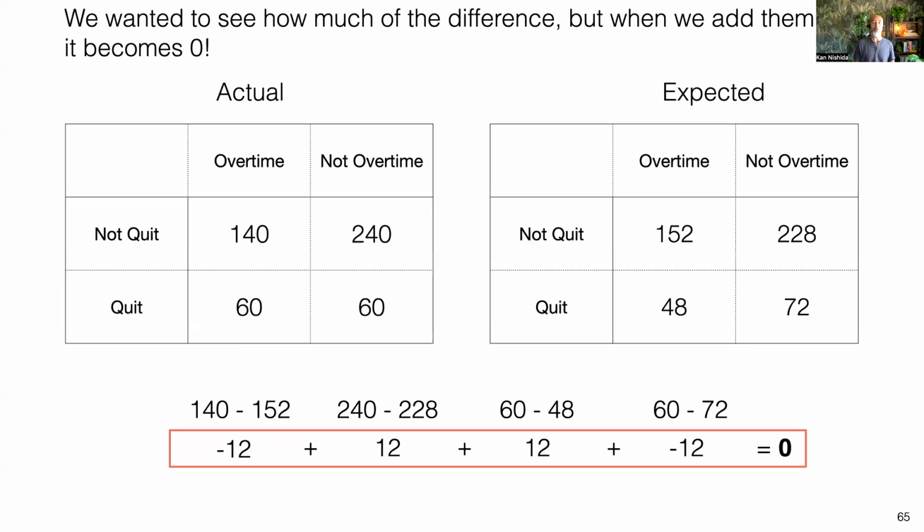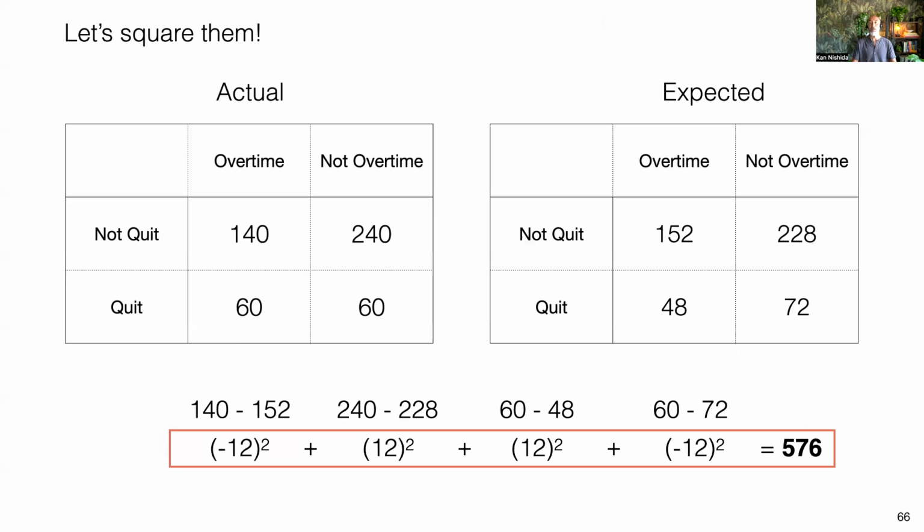So what we do is, one way is to get rid of the minus and treat it as a plus, which is absolute numbers. But in this case, we square, and that's where the square in chi-square comes from. When we square, any minus or negative number becomes positive. So the square of minus 12, 12, 12, and minus 12, added up, becomes 576.